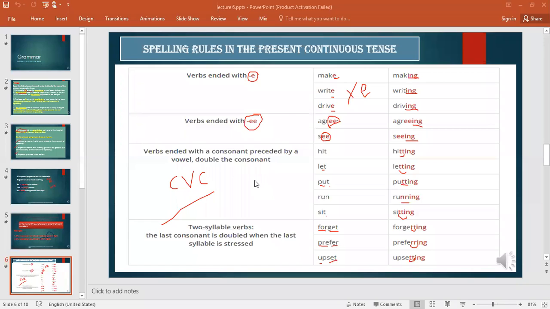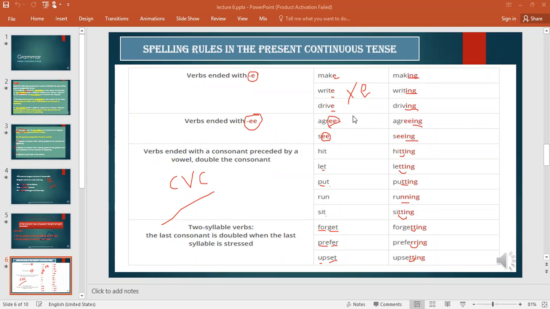Now we move to the second rule, verbs ending with double E, like agree or see. If you look at the changes that happened here, no change, okay? There is no change. So what do we do? We just add the ing to the verb. So agree ends with double E, so we just add ing in order to change this verb to a progressive verb. When the verb ends with double E, you do not make any change to the verb, you just add ing. So this is the second rule.